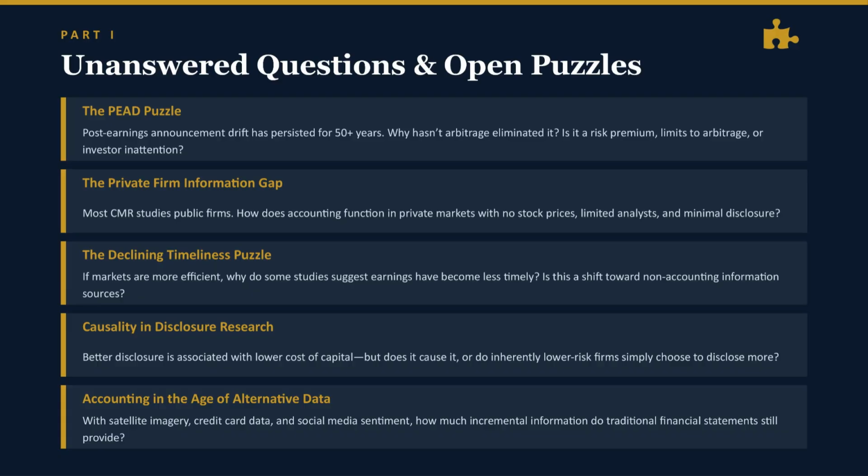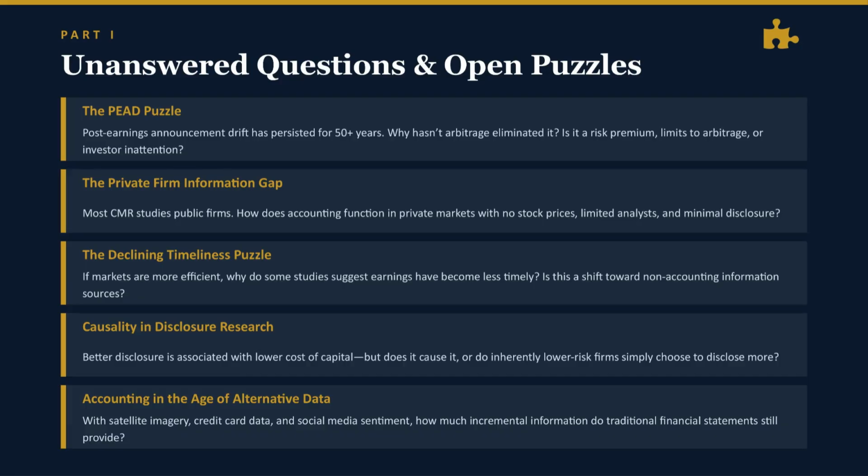The private firm information gap. Most CMR focuses on publicly traded firms with rich market data. How does accounting information function in private capital markets, where there are no stock prices, limited analyst coverage, and minimal disclosure requirements? Does the information content of accounting differ fundamentally in private settings?